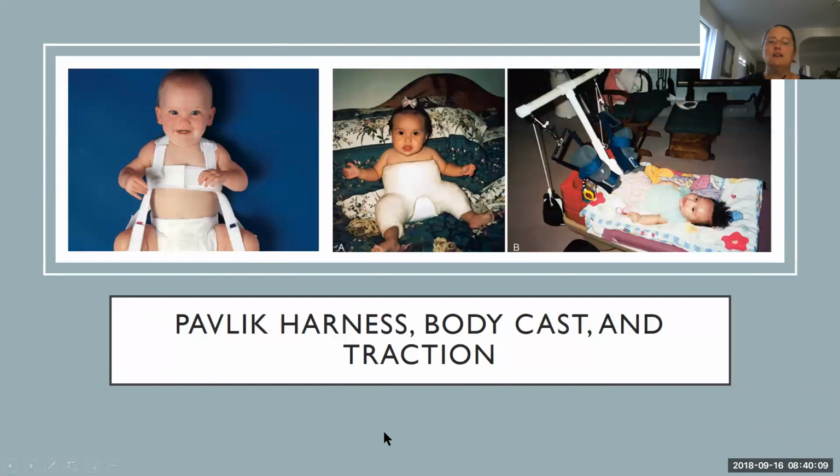If it is not fixed and they do have to have surgery, here are some of the different harnesses and traction that may have to be utilized. This is typically utilized for congenital defects of the hip. And I must have skipped a slide there. So this is looking at the different traction, Pavlik harnesses, and body casts that can be utilized for congenital hip dysplasia.